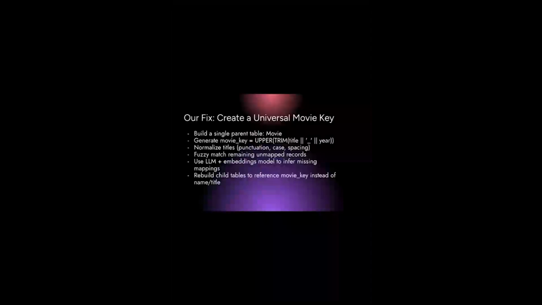And in the end, we rebuilt the child tables to reference the movie key instead of the name or title of said movie. We chose this because the key exists in every data set and can survive formatting differences, with the algorithm we used above for the string manipulation. This gave us a 92% match right away, and the remaining 8% required machine learning and large language model assistance. Cool, and onto a demo.